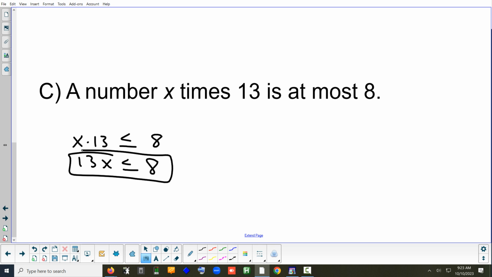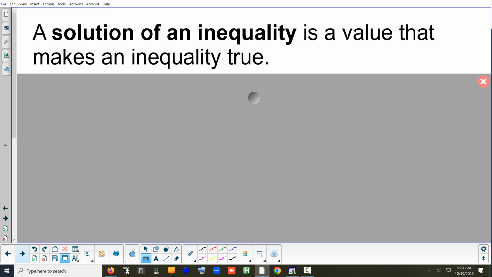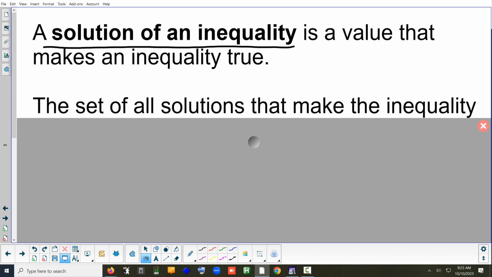All right. So the next one, at the bottom, you guys have a blank line, and it says a blank is a value that makes an inequality true. We call that a solution. So a solution of an inequality is a value that makes it true.